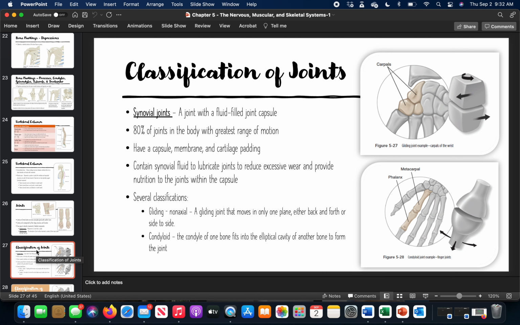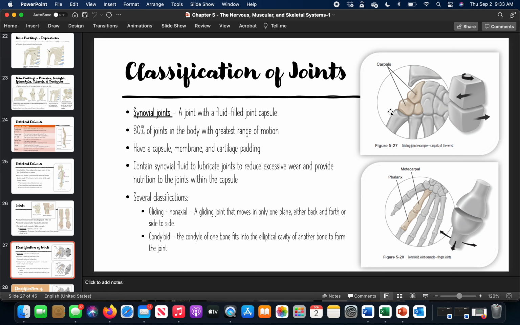Think of synovial fluid as oil in your engine, where it's not allowing for excessive wear. It actually provides an ability to have more nutrients so that everything stays healthy. Okay? So when we look at everything, they do have some classifications down here, gliding and condyloid. Those are two of the ways that we would work.